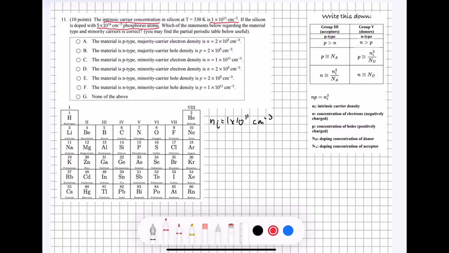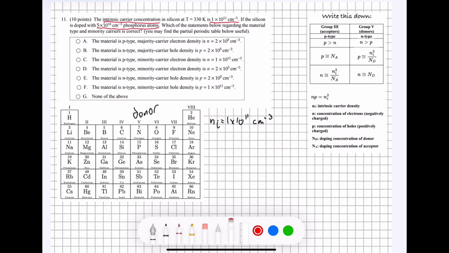We need to determine whether phosphorus is going to be N-type or if it's going to be P-type. And the best way to determine this is, again, we look at our table up here. We know that group 3 gives us acceptors and group 5 gives us donors. And these groups correspond to group 3 and group 5 on the periodic table here. Because phosphorus is in group 5, that means phosphorus is a donor.